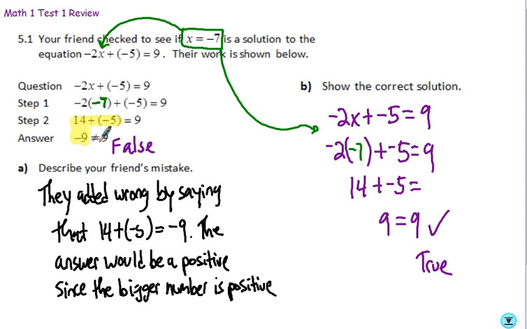All right, so look over at 5.2 and see if you can figure out the mistake that was made there. There was a mistake made. You just got to figure out what the mistake was.